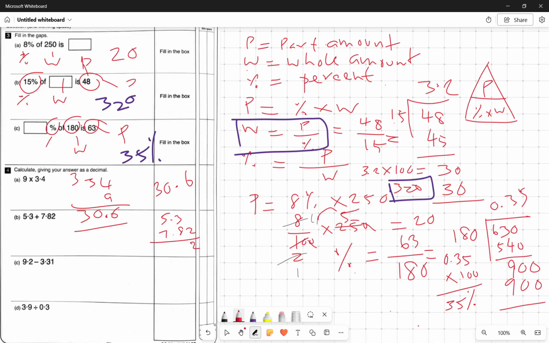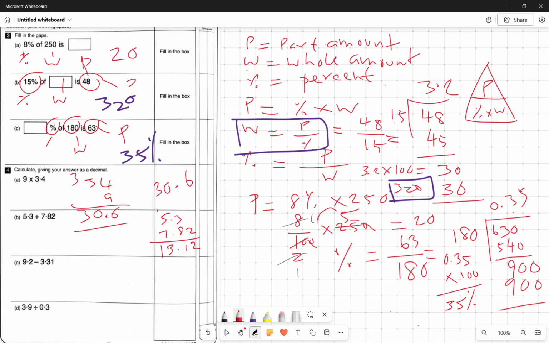So now 2, 8 plus 3 is 11. And now carry here, it means 5 plus 1 is 6. 6 plus 7 is 13. So the answer is 13.12.